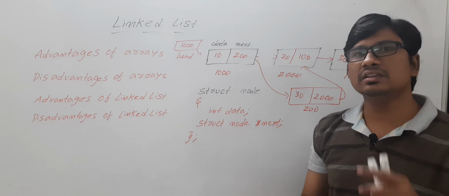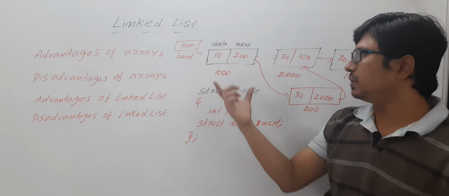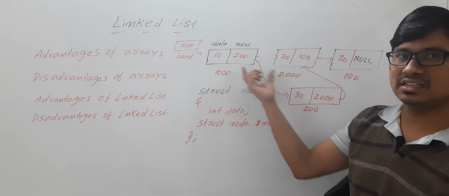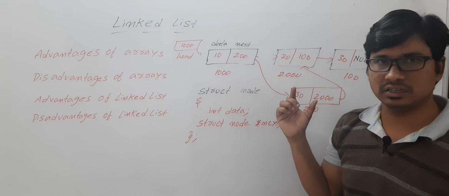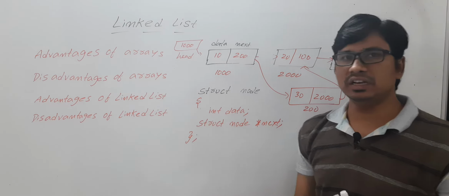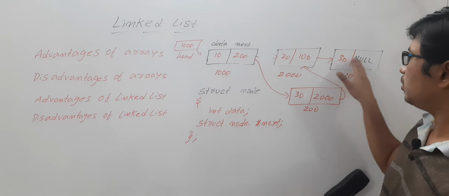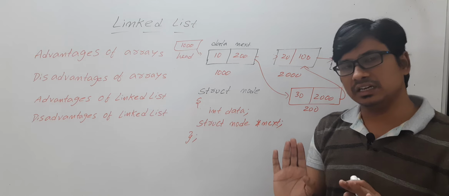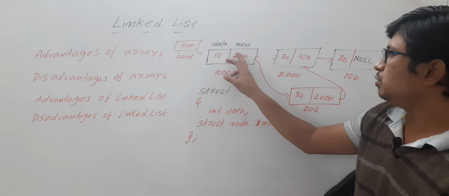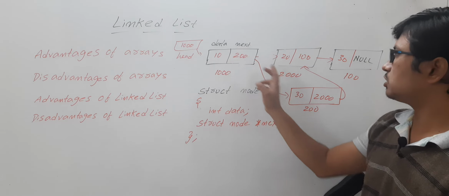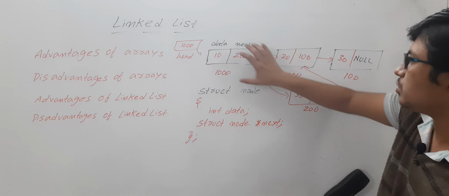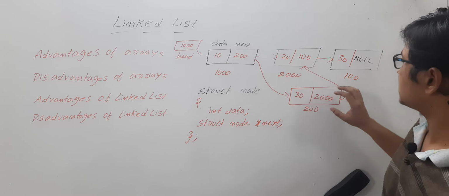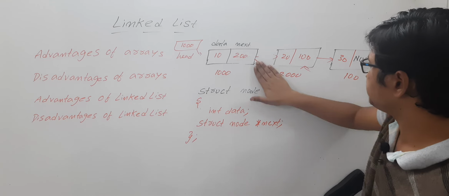Whereas in the array, access is random. But in the linked list, it is sequential. You have to access the elements sequentially. And another drawback of the linked list is that you can go only in the forward direction. This is the only limitation of the single linked list. Is it clear? Because you are maintaining the address of the next node. From this node, if you want to go back, you don't know the address of this node.